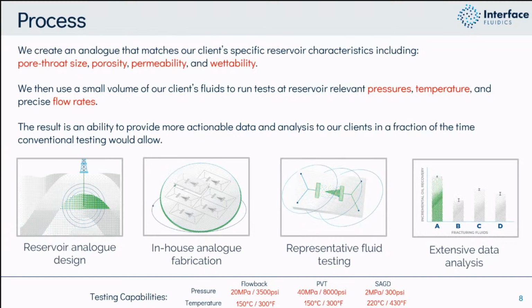In terms of the testing capabilities, specifically for the flowback or fluid flow optimization, we are operating up to 20 MPa or 3,500 psi, and the temperature can go up to 150 degrees centigrade or 300 degrees Fahrenheit. Of course, for PVT and SAGD operations, we have different operational conditions and capabilities.